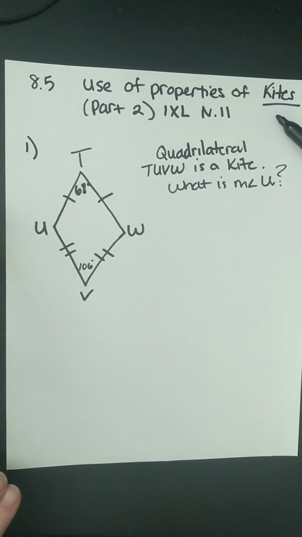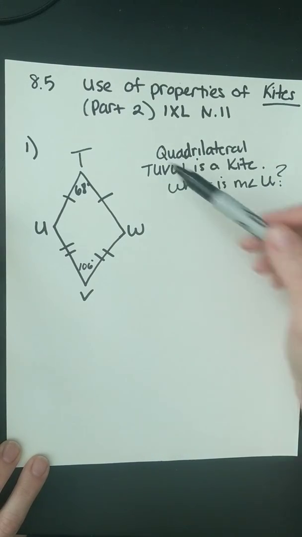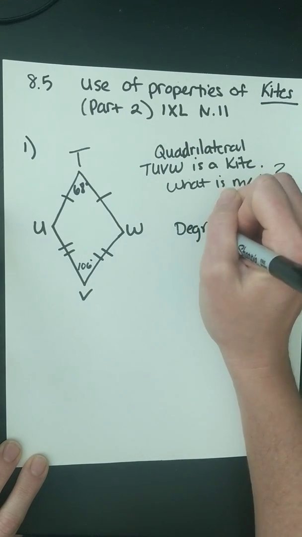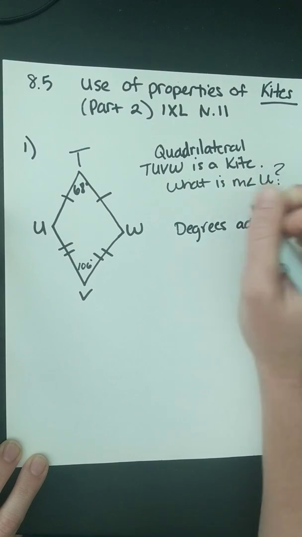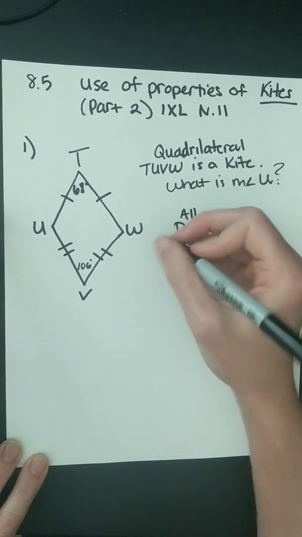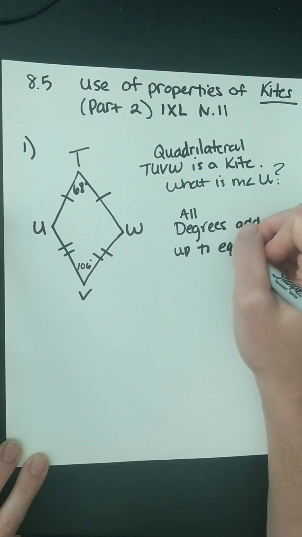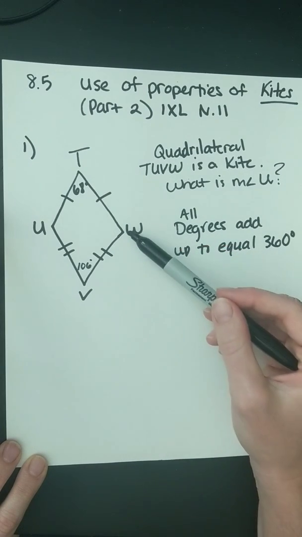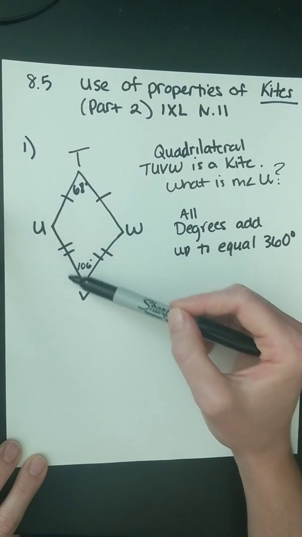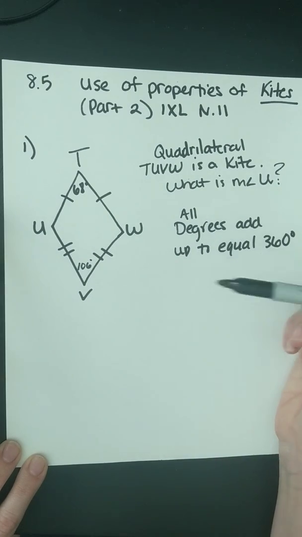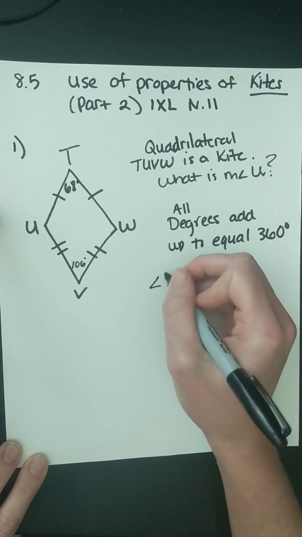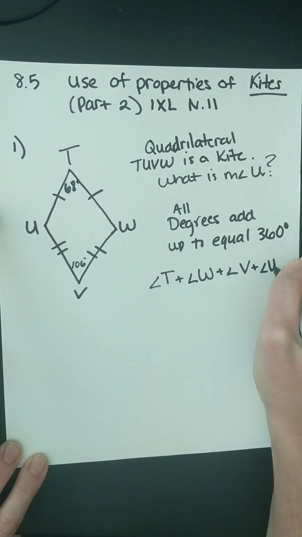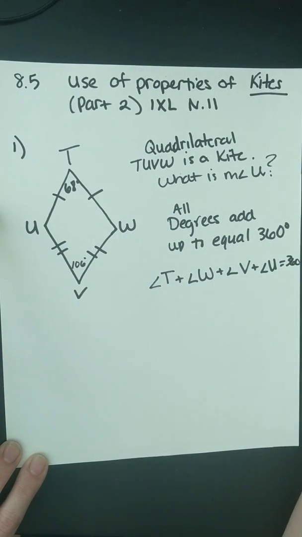So, important thing about kites is all degrees inside a kite always add up to equal 360. So you know angle T plus angle W plus angle V plus angle U is going to equal 360. So angle T plus angle W plus angle V plus angle U should equal 360.